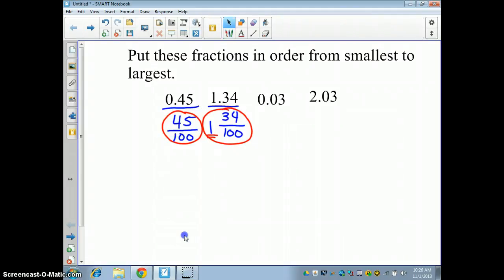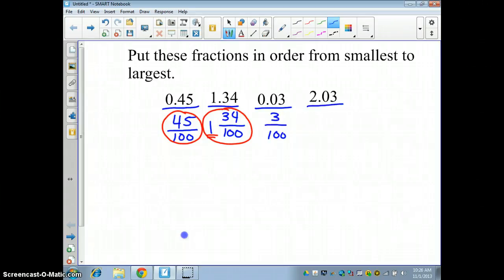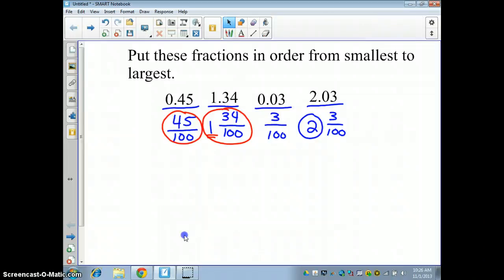So let's continue on. We know that this number is 3 hundredths and this number is 2 and 3 hundredths. Now you might look at it and say, well, there's 3 hundredths and this one is 3 hundredths as well. Aren't they the same number? Well, the reason is because this number has a whole number here, and that whole number makes it a much larger number. So let's put these numbers in order from smallest to largest.